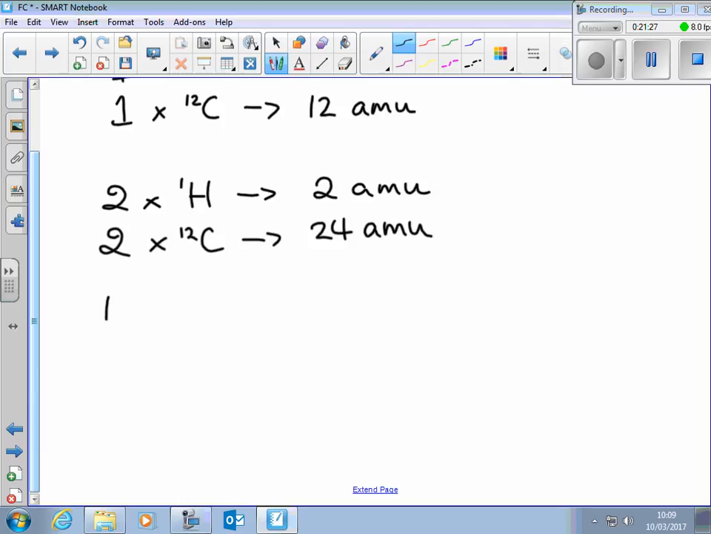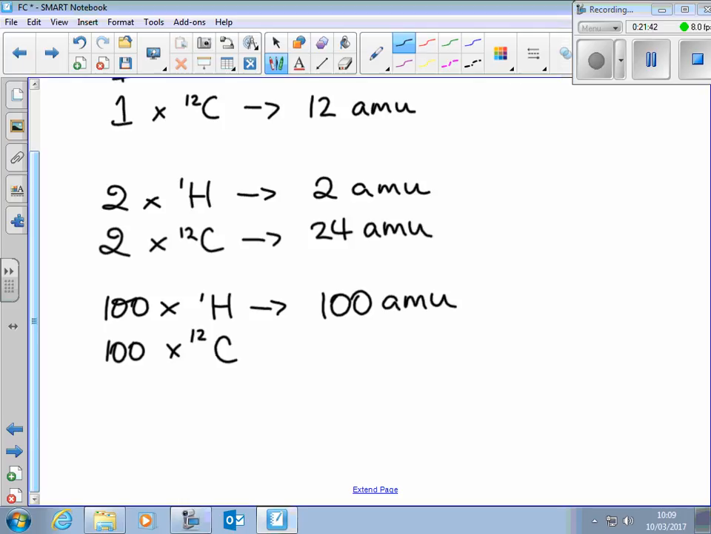And equally, if we go on to 100 atoms of hydrogen 1, we've got 100 AMU. And 100 atoms of carbon-12 would have a mass of 1,200. If 100 atoms of hydrogen weighs 100, 100 atoms of carbon-12 is going to be 1,200 AMU. And we still have a ratio of 1 to 12.